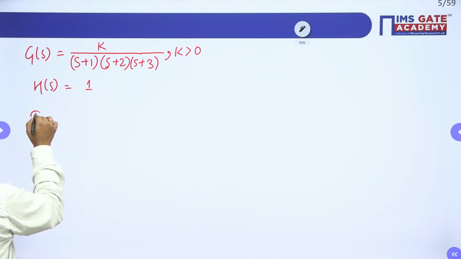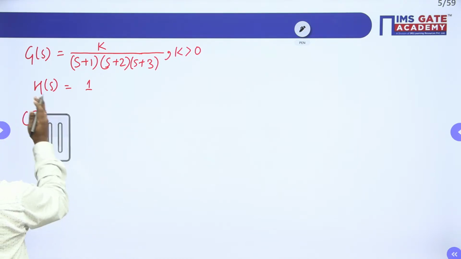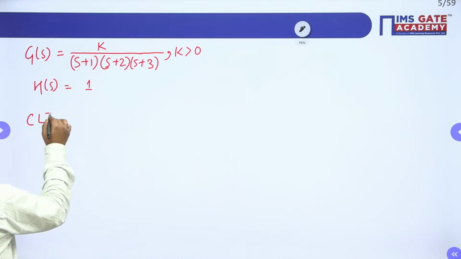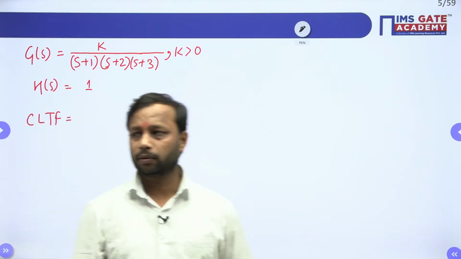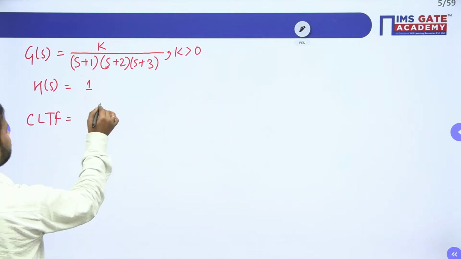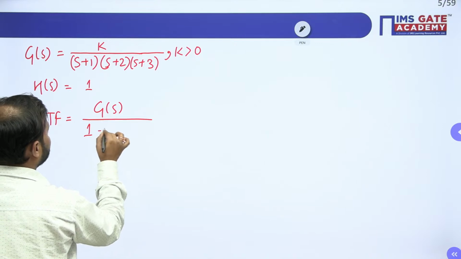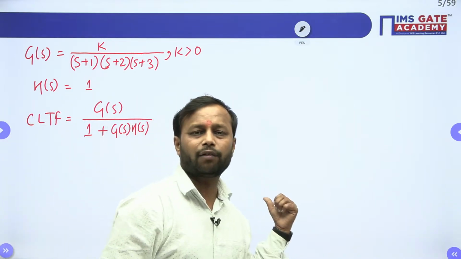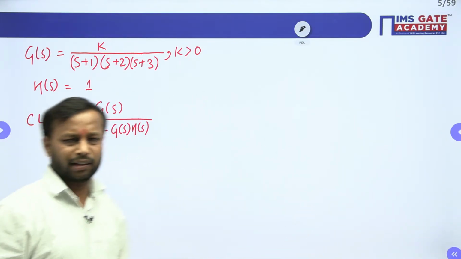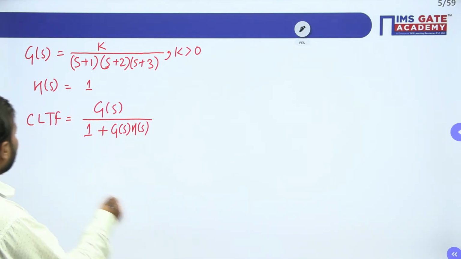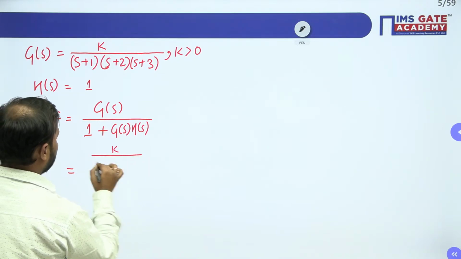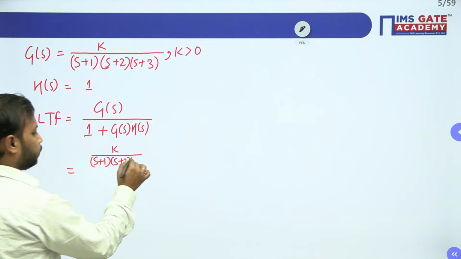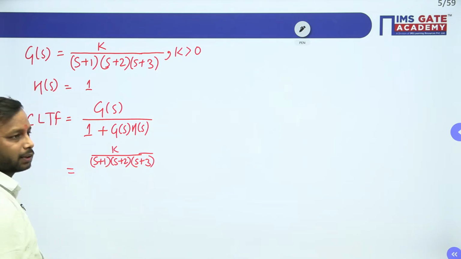Now we need to find the closed loop transfer function, CLTF. It is equal to G of s upon 1 plus G of s H of s. I hope you know this, because it was already covered by Ankur sir, so I am not going into detail, otherwise it will kill time. Anyway, moving ahead, this G of s is given to us, which is K upon (s plus 1)(s plus 2)(s plus 3). Just a second, guys.